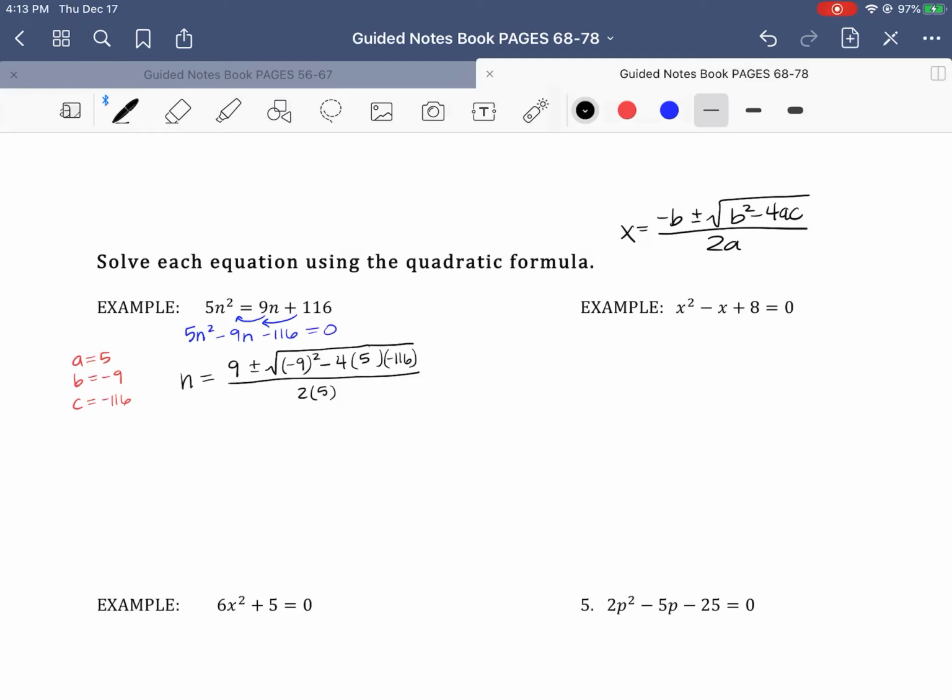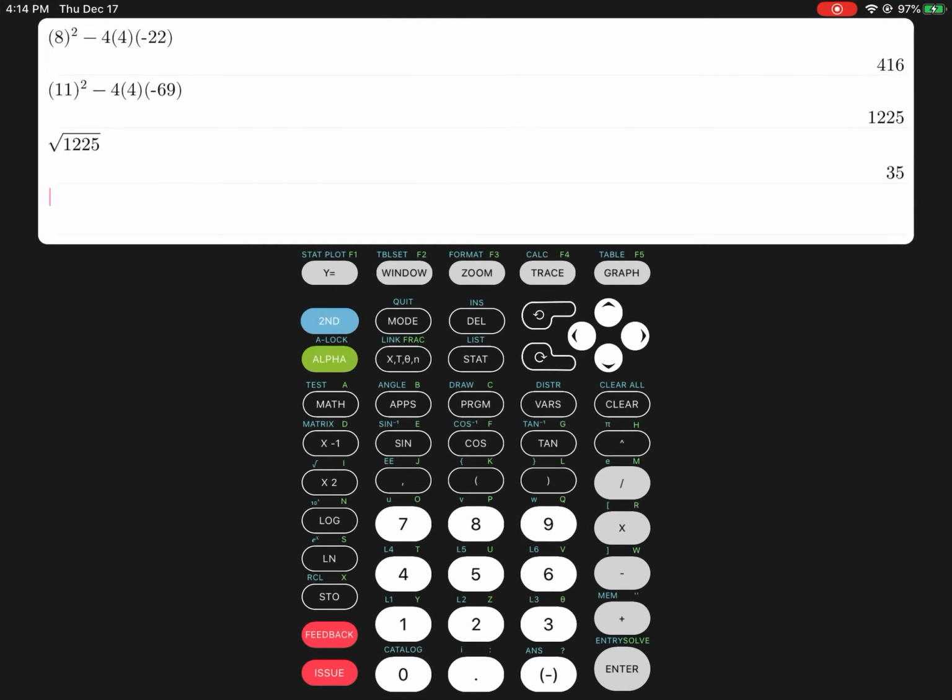From there, it looks like the ones we were just practicing simplifying. So we're going to go equals 9 plus or minus. We've got a 10 on the bottom. So again, I take this top part and I plug it into the calculator. I really want you to practice that -9 squared. You need to make sure that you put -9 inside of the parentheses and square it so that it will give you the correct value. So we're going -4, A, and C was -116.